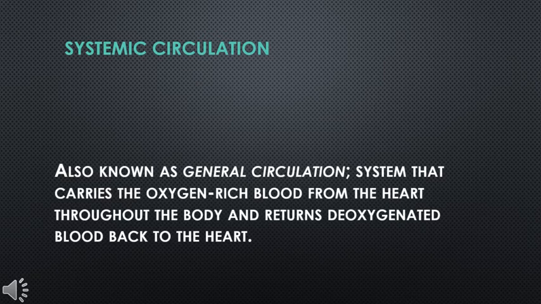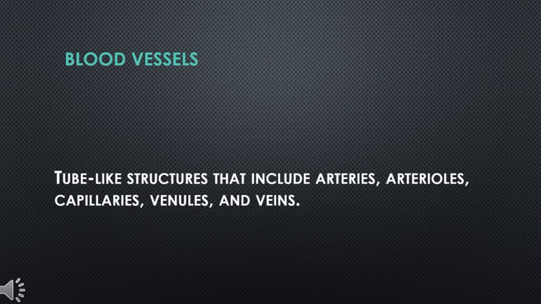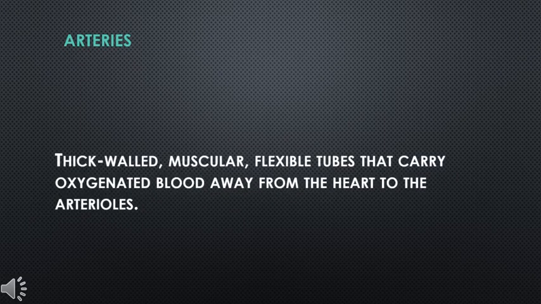Systemic circulation. Also known as general circulation, system that carries the oxygen-rich blood from the heart throughout the body and returns deoxygenated blood back to the heart. Blood vessels. Tube-like structures that include arteries, arterioles, capillaries, venules, and veins. Arteries. Thick-walled, muscular, flexible tubes that carry oxygenated blood away from the heart to the arterioles.